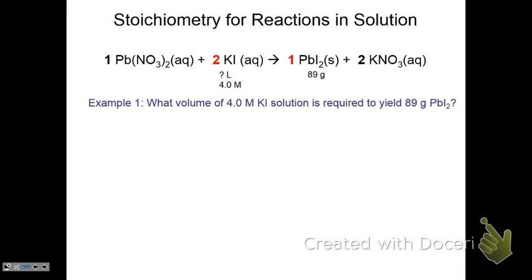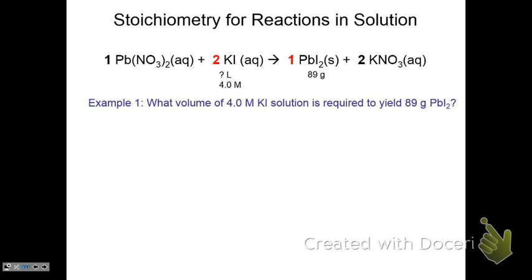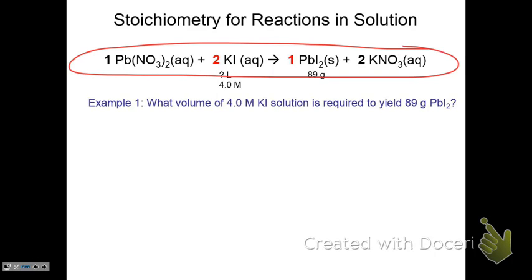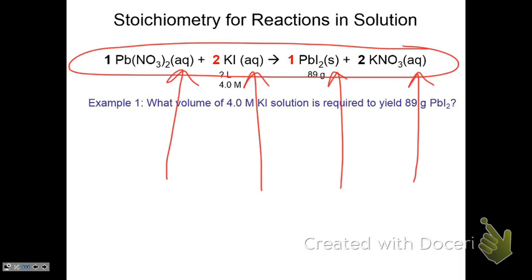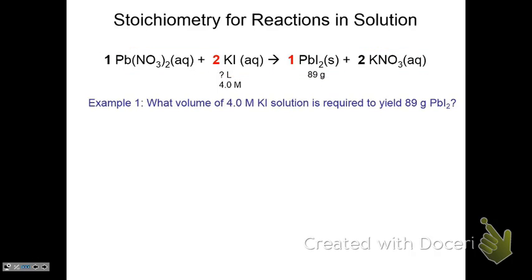Alright, in this video we're going to take a look at a relatively simple stoichiometry problem for a reaction that is in solution. Whenever my students look at this balanced chemical equation, some of them get scared because they see these AQs here and then these solids kind of hanging off the end. The AQ just means aqueous, so that means it's in a liquid solution state, and the S just represents it's a solid. So don't let those phases of matter scare you.